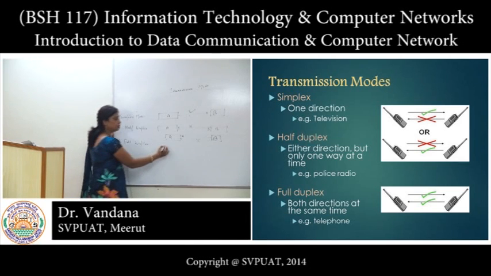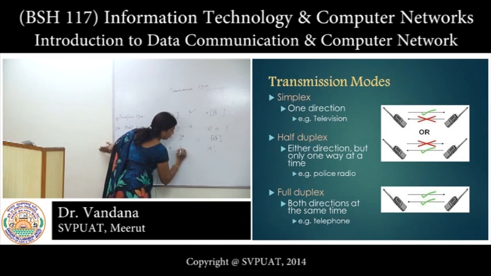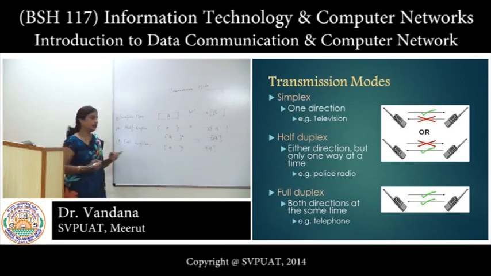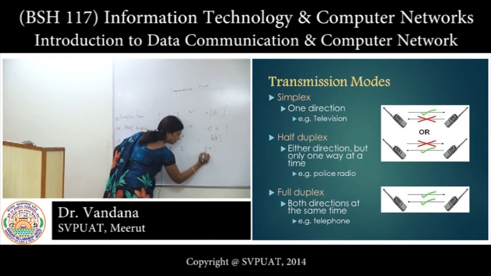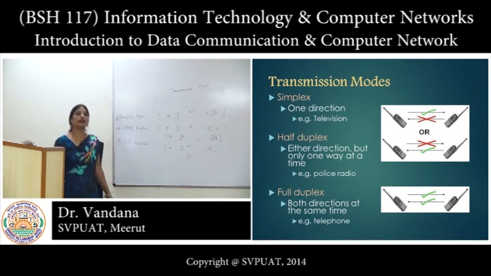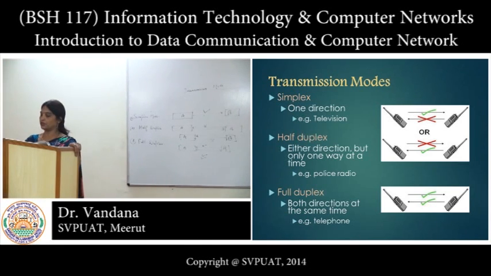Full duplex transmission means that A and B can send the information and the transmission can take place simultaneously. Means A can also send some data or information to B, B can also send some information to A. So transmission can take place simultaneously at a time. Example could be telephone, conversation on telephone.